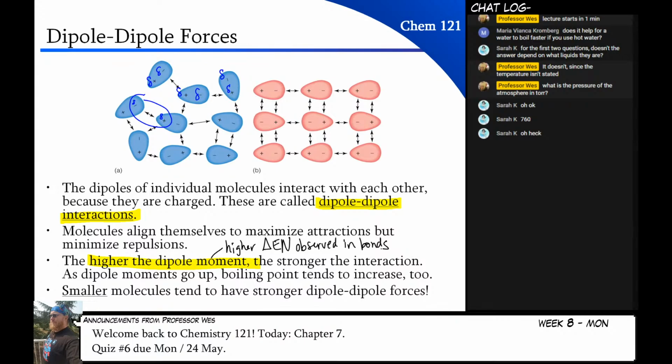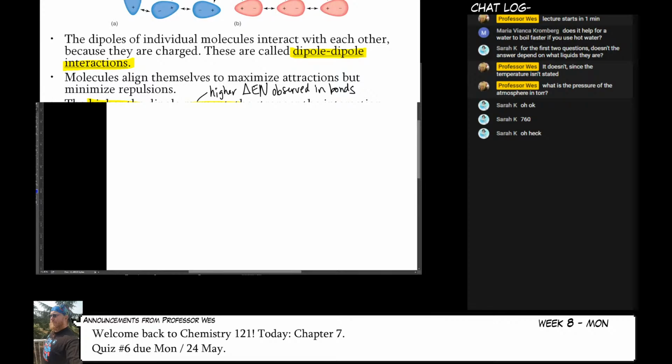So we're going to make a chart here to sort of categorize our intermolecular forces. All right, so that's going to look kind of like this. So on the y-axis, I'm going to write strength of intermolecular force. And as the strength goes up, so does the boiling point, and so on and so forth. Now, dipole forces are quite strong.